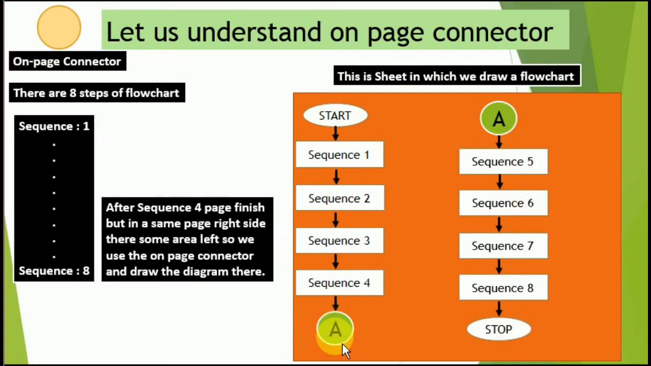Here it has been finished, the fourth has been written. Now I make a circle. That means the connection is going to move to the top here, and now again the sequence is going to start. That means the sequence is now going to move to 5, 6, 7, 8. This is called the on page connector.